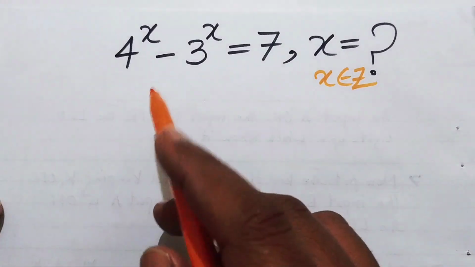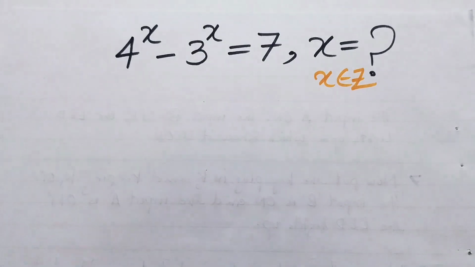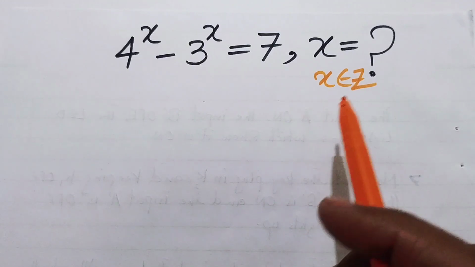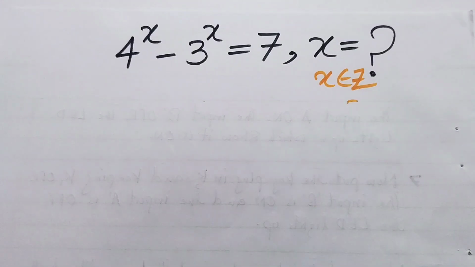Here we have 4 to the power of x minus 3 to the power of x equals 7, and we solve this problem for the values of x. Remember one thing: our x must be an integer.